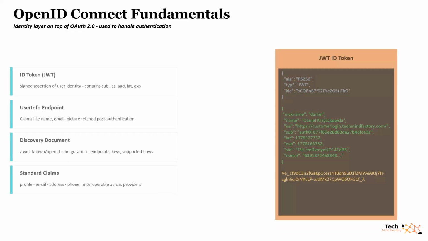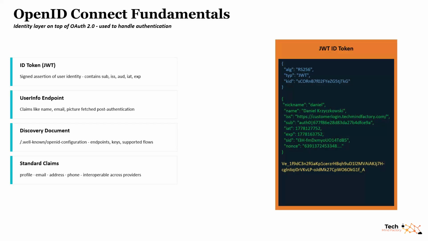On the other side, we have OpenID Connect. So it's identity layer on top of OAuth 2 used to handle authentication, right? So now when it comes to OpenID Connect, again, we have some important things here. So number one, the thing is that in the OIDC or OpenID Connect world, there is an ID token issued by the authorization server. It's signed assertion of the user identity, right?